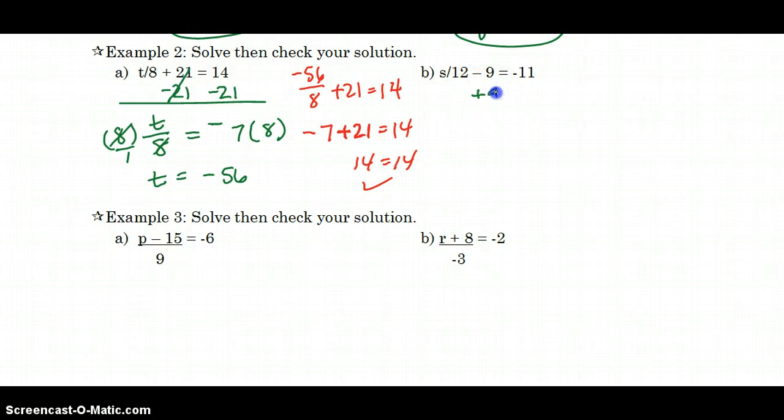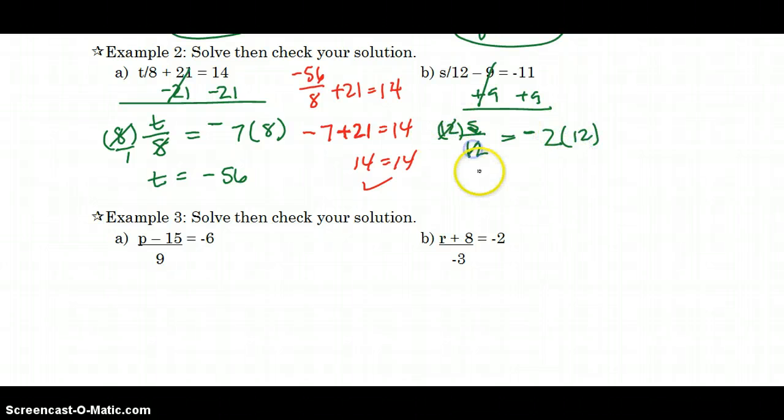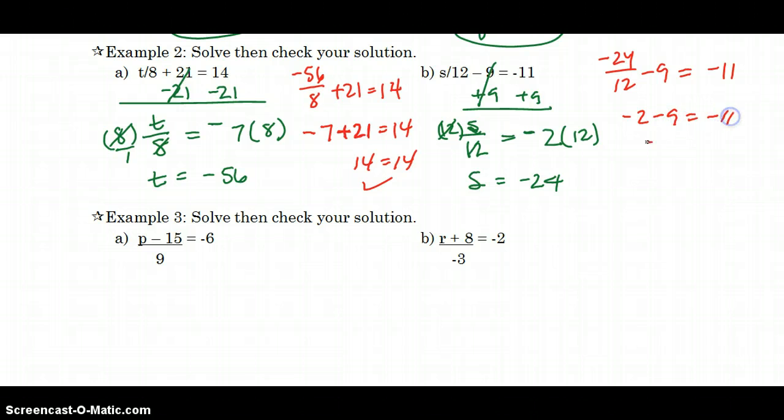Okay, so add 9. That's a negative 11, so s divided by 12. Make sure we know that's an s and not a 5. Put a little tail on it. Negative 11 plus 9, I'm still going to be negative 2. Multiply both sides by 12. And s equals negative 24. Now let's check. Negative 24 divided by 12 minus 9, does that give me negative 11? So that's going to be a negative 2 minus 9. That is negative 11.